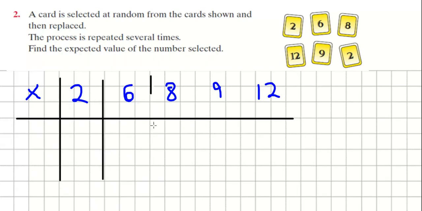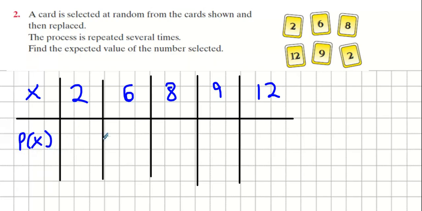Okay. Now, next thing we're going to do is the probability of each one happening. So the probability of X actually happening. So what's the probability of getting a 2? 2 out of 6, which is 1 in 3. Probability of 6. Probability of an 8. And probability of 1 in 6 for the rest of them, right?